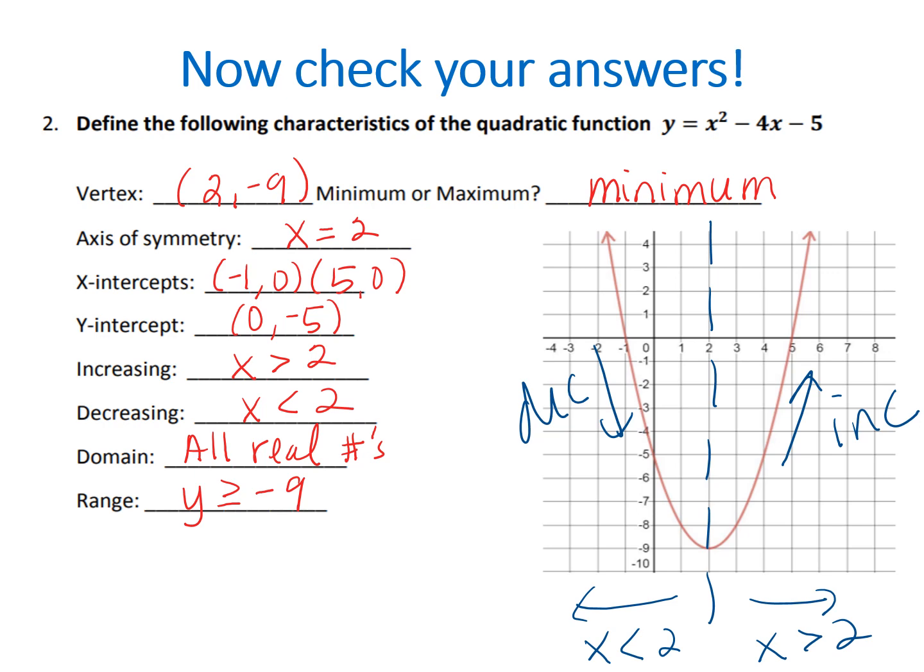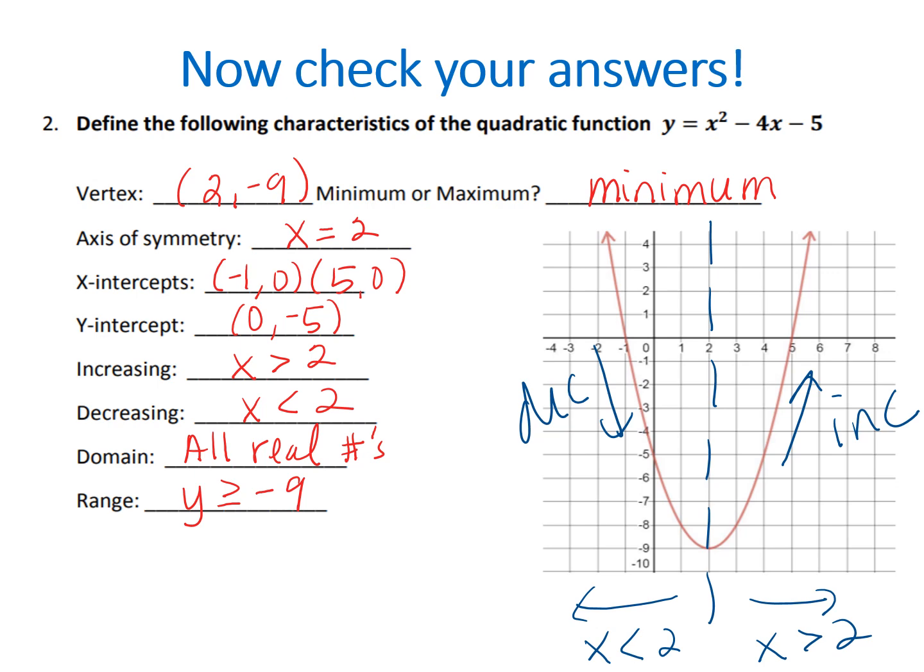Notice this time the parabola is facing up, so we have a minimum instead of a maximum. For this graph, we are decreasing on the left side of the axis of symmetry and increasing on the right side. Again, on the left, the numbers are less. On the right, the numbers are greater.